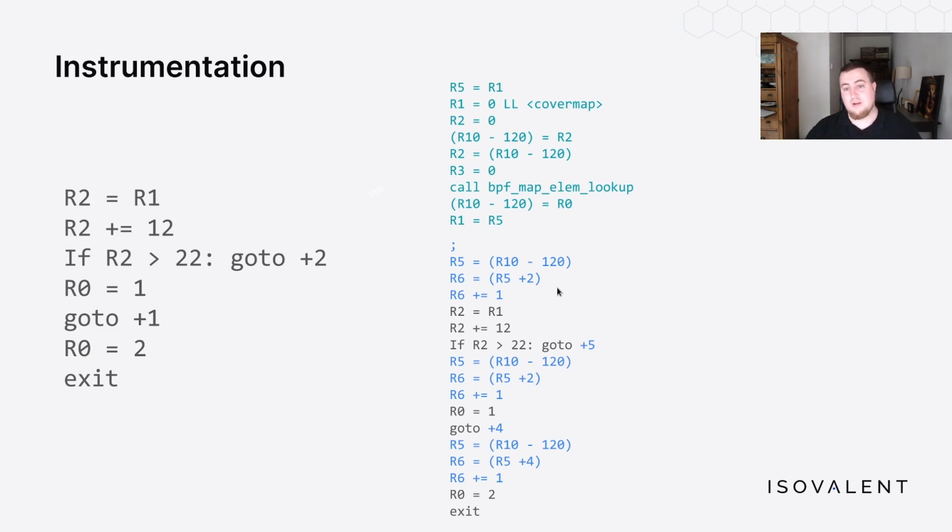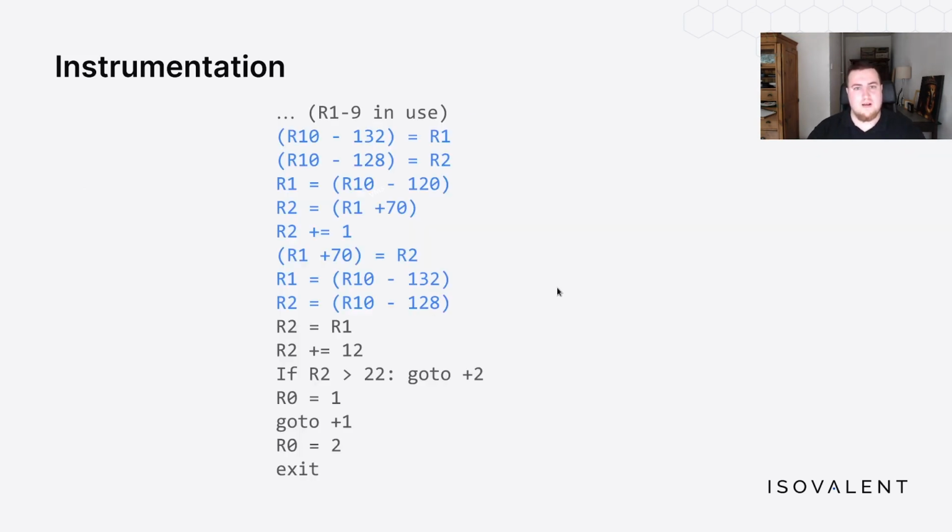This happens for every block, and every block has a unique index within the map, which corresponds to the ID of that block. If registers are in use, so in the worst case scenario where all registers are in use, we need to do a little bit more.